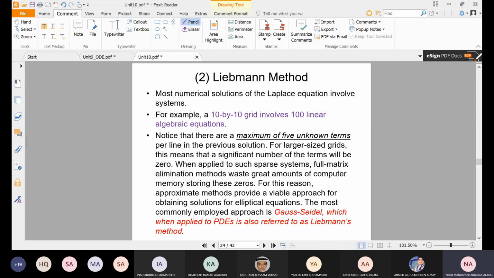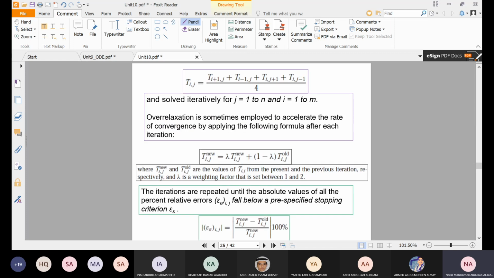One solution to solve the elliptic equations, or the most common method, we call the Gauss-Seidel method or Liebmann method. This is one of the easiest methods that can be used. In this method, we just define the equation in this form. We have the same things that we need.